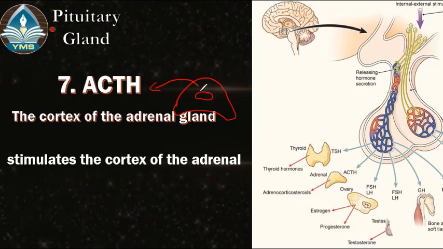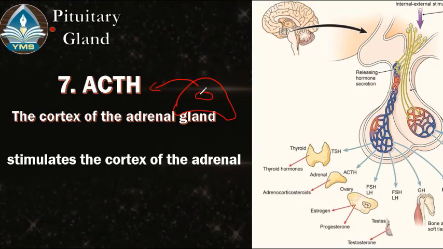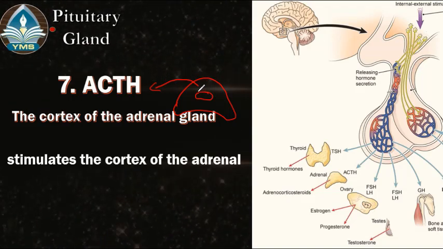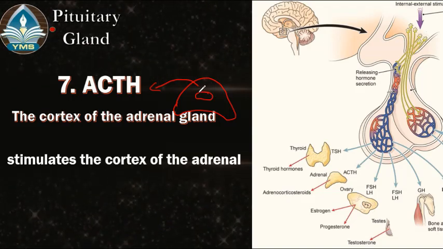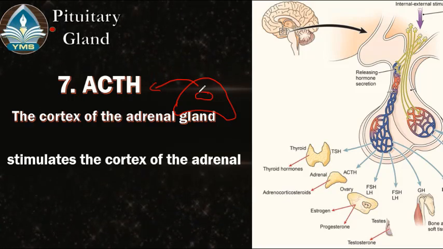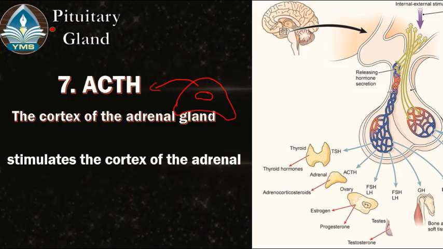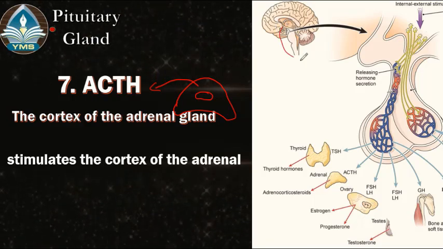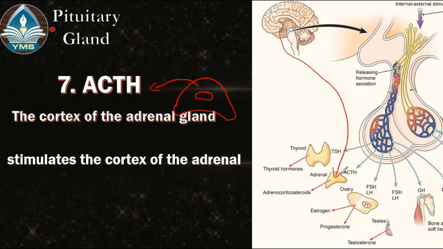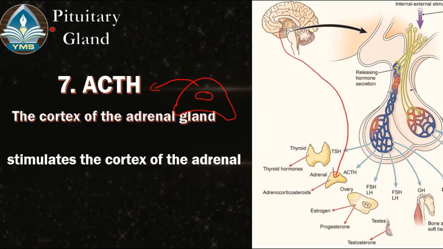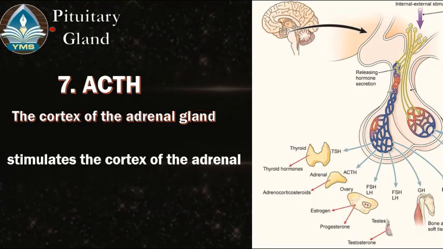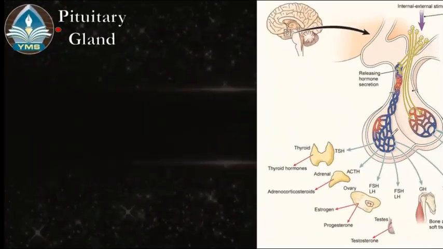the glucocorticoid hormones, and the mineralocorticoid hormones, and the sex hormones. This hormone will go from the pituitary gland to the adrenal gland to stimulate its cortex to produce its hormones. Let's go to the second hormone.